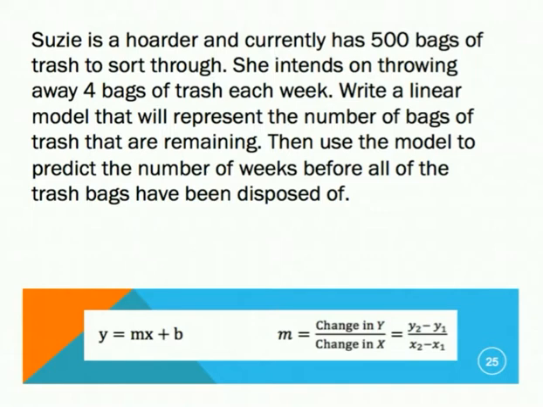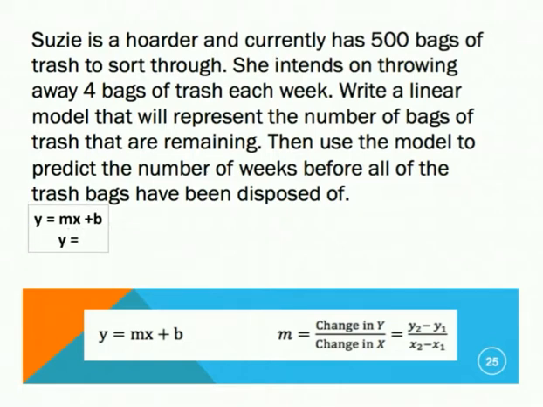Okay, let's take a look at a different type of linear model. This one says that Suzie is a hoarder and currently has 500 bags of trash to sort through. She intends on throwing away 4 bags of trash each week. Write a linear model that will represent the number of bags of trash that are remaining. Then use the model to predict the number of weeks before all of the trash bags have been disposed of. So in this case, again, I'm going to have something in this form, y equals mx plus b. And this is one where we can see what the slope and the y-intercept are going to be just from the information that's given.